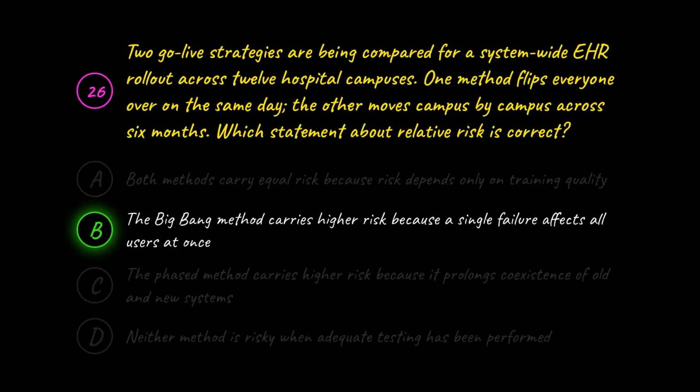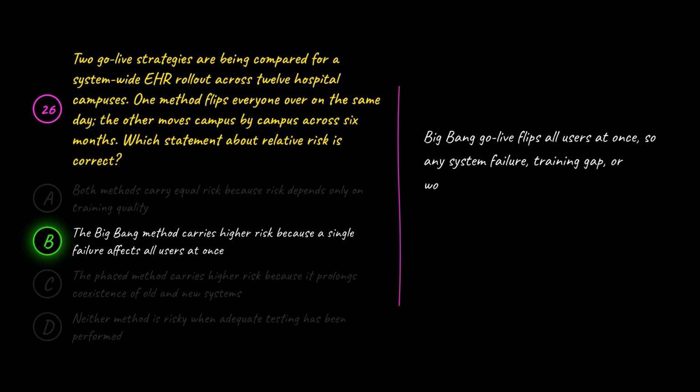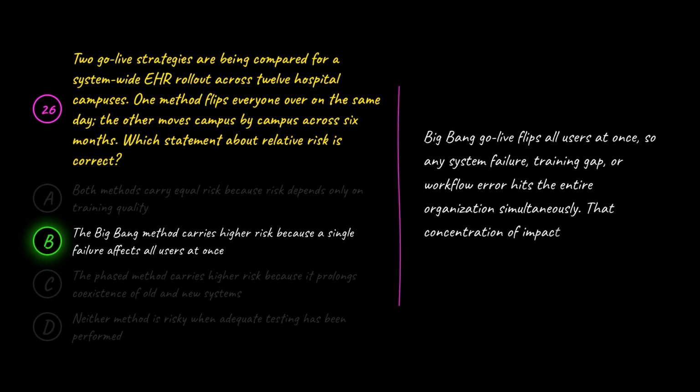The correct answer is B. The Big Bang method carries higher risk because a single failure affects all users at once. B is correct because Big Bang Go Live flips all users at once. So any system failure, training gap, or workflow error hits the entire organization simultaneously. That concentration of impact is why it is considered the riskier approach.